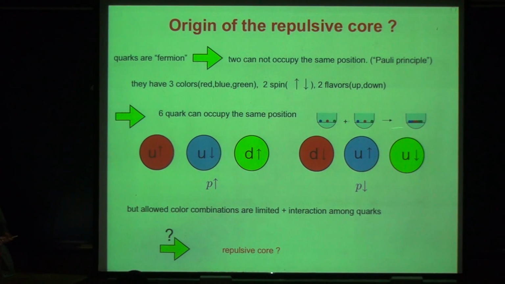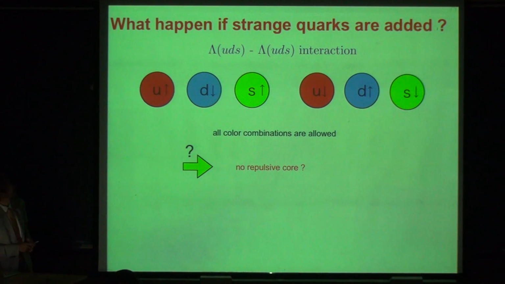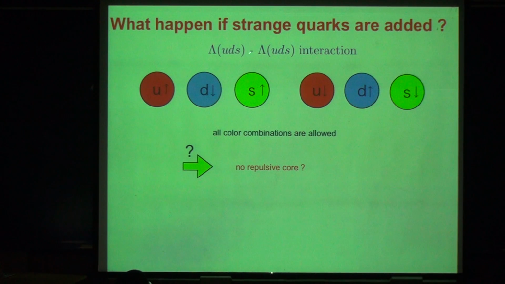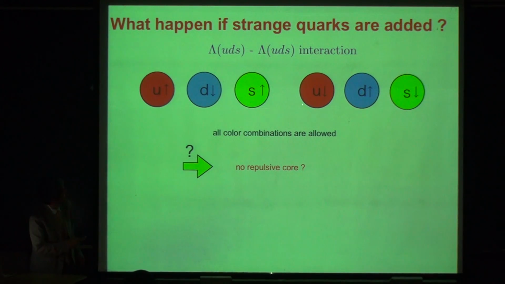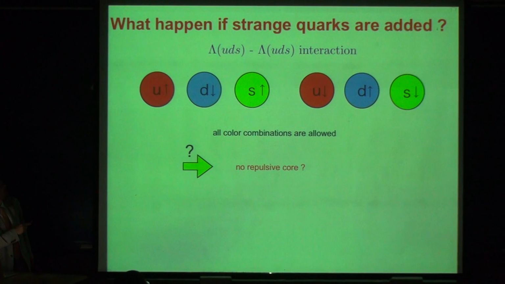But if this kind of interpretation is true, what happens if we consider more quarks, more flavors, the strange quark? What happens if strange quarks are added? In this case, if you have U and D and S, then we can consider the lambda-lambda interaction. UDS, UDS. If the spins are up and down, and in this case down and up, this case is up and down. In this case, all spin and flavor are different. All color combinations are allowed.